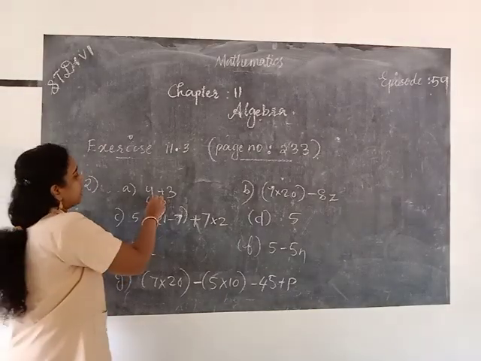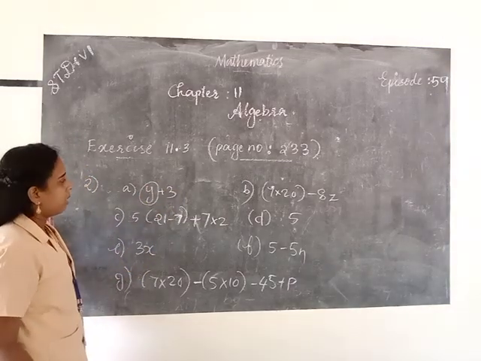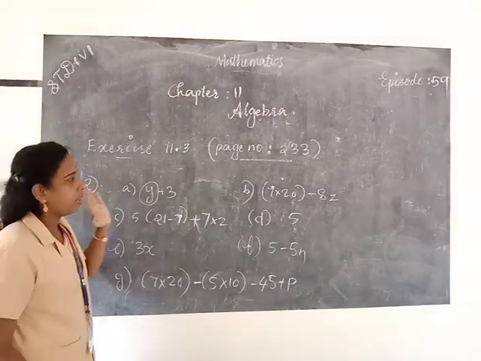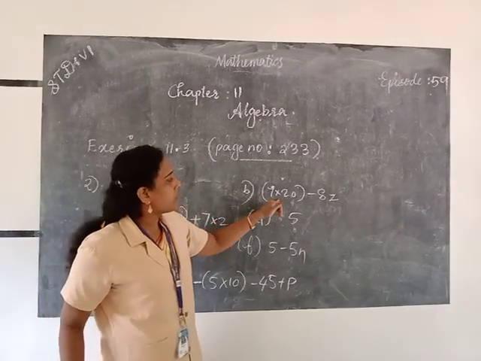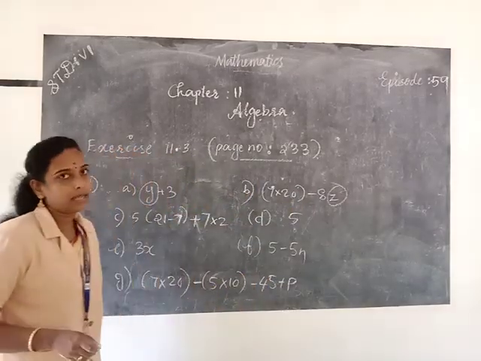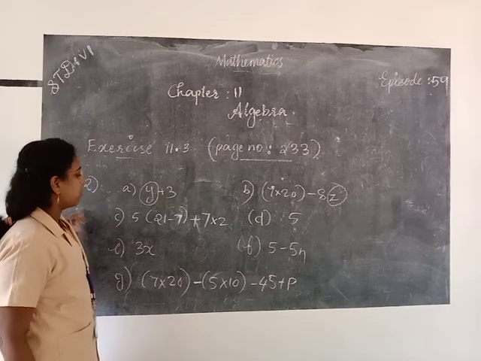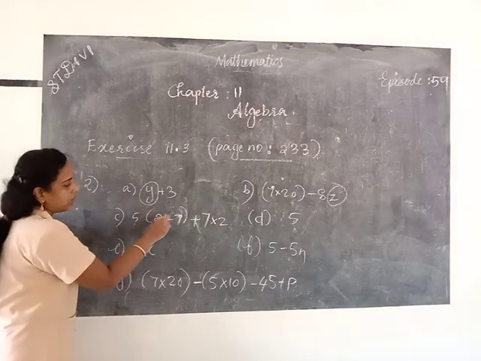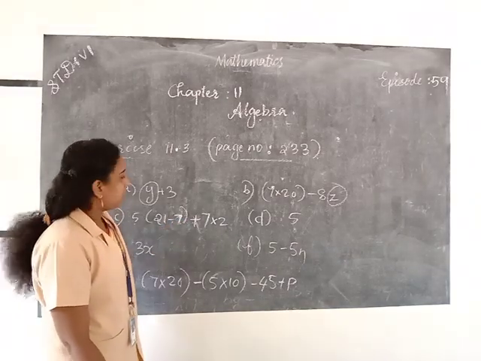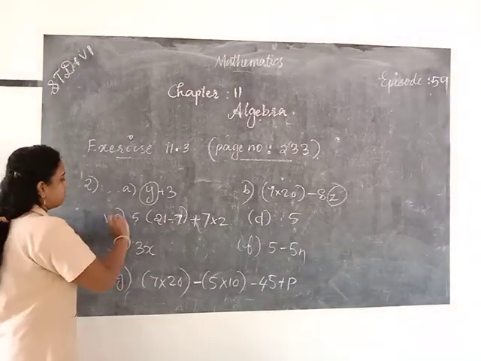So the first expression, y plus 3: here y is a variable. So this is not an expression using only numbers. And in expression b, 7 into 20 minus 8 is that, here z is a variable, so that's not an expression using only numbers. And here, 5 into 21 minus 7 plus 7 into 20: this is an expression with numbers only. Here no variables are found, so this is an expression with numbers only. So this is an answer.